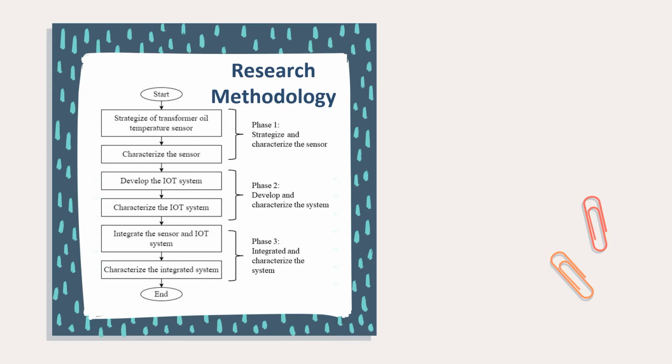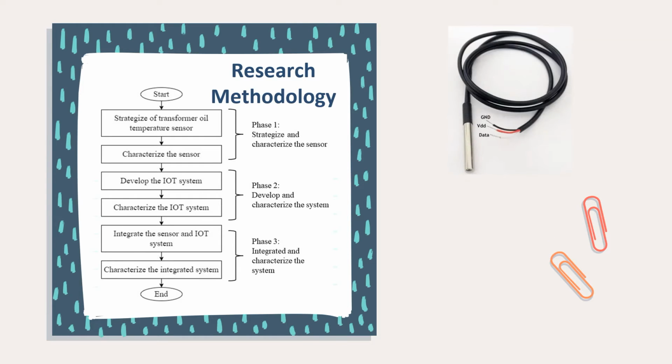There are three phases to complete this project. Phase 1 is about the study of the temperature sensor for power transformer application. The DS18B20 sensor was chosen because it is waterproof, so it is suitable for my project because the sensor will be submerged into the transformer oil to measure the temperature.